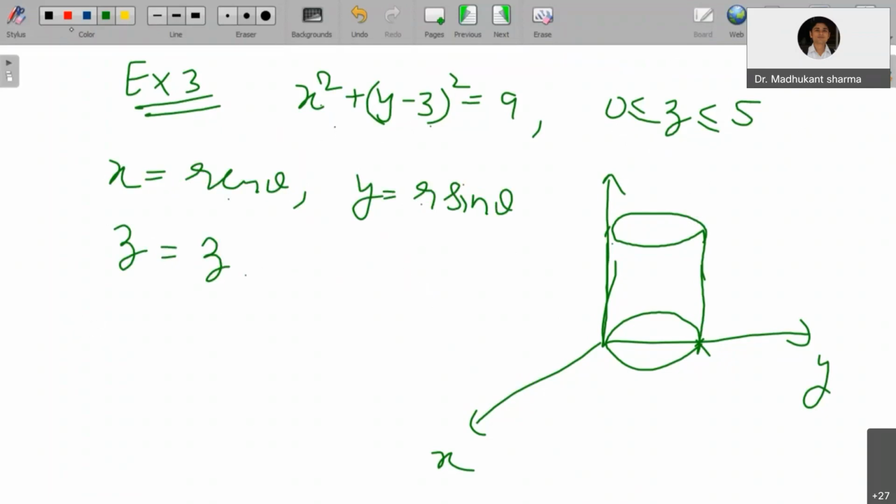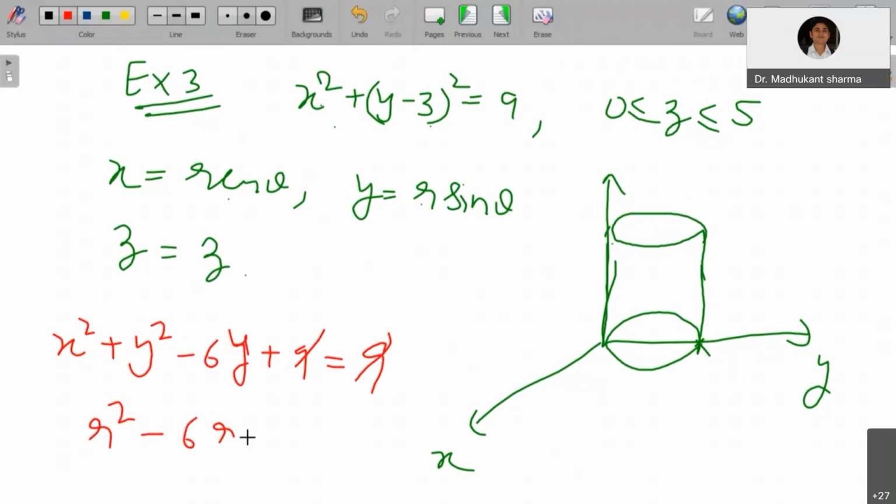If you solve this cylindrical equation, x square plus y square minus 6y plus 9 equals 9. The 9 will get cancelled. x square plus y square is r square, minus 6 times r sine theta equals 0. So from here, r equals 6 sine theta. Finally, you can substitute r equals 6 sine theta here, and you will get the 2-parameter family in theta and z.